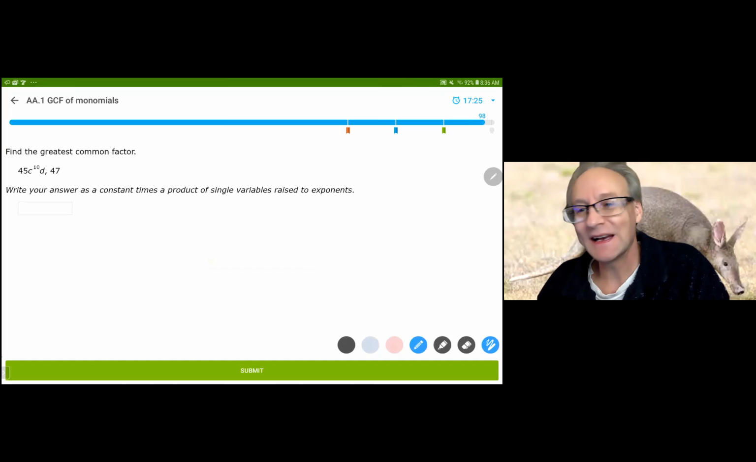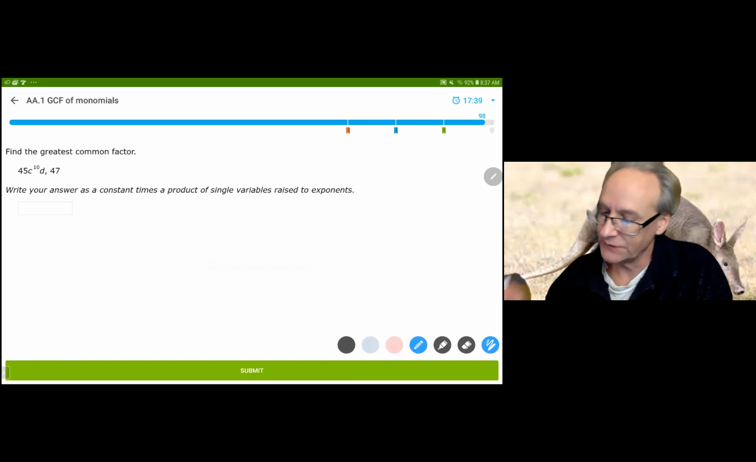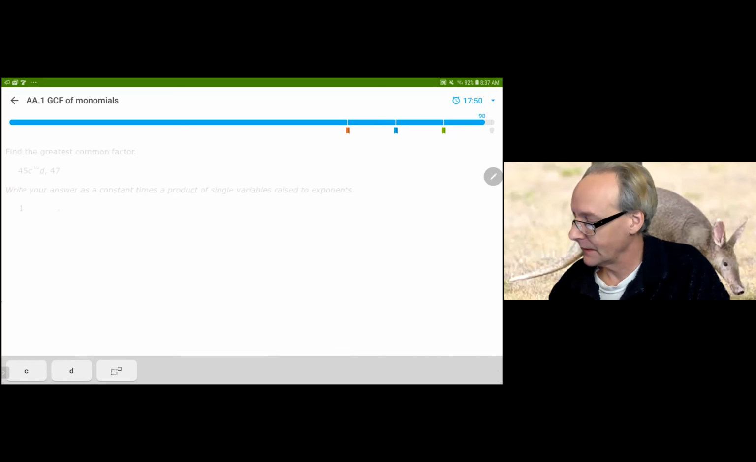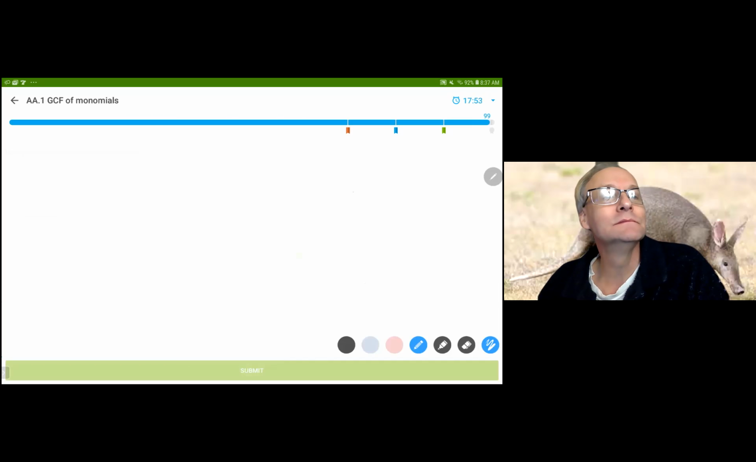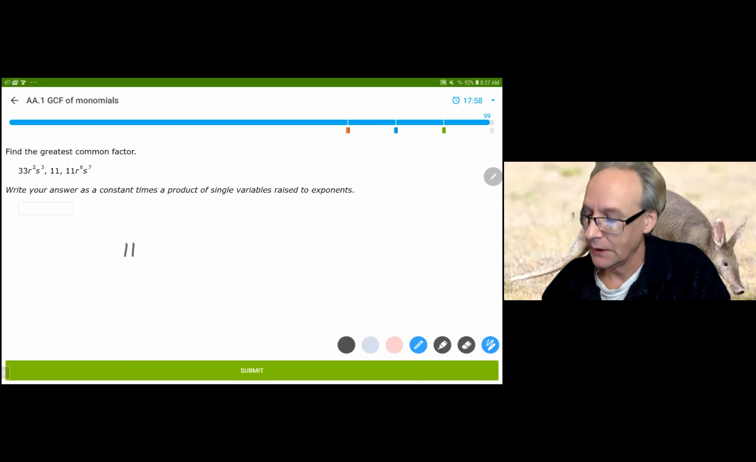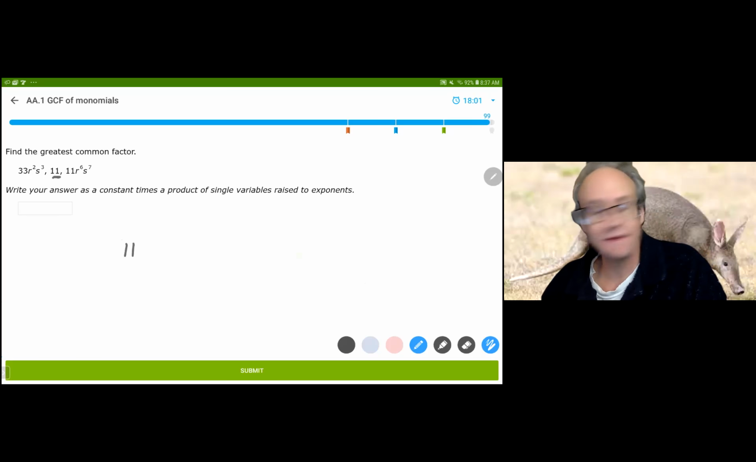47 is, you guessed it, a prime number. 45 is 3 times 15 or 3 times 3 times 5, but 47 is a prime number, and there's no variables there, so it's just 1. We say those two terms or those two monomials are relatively prime. And we have one last one. Okay, we have an 11 in every term, don't we? But notice that that middle term has no R's and no S's. So it's just 11. That's it.